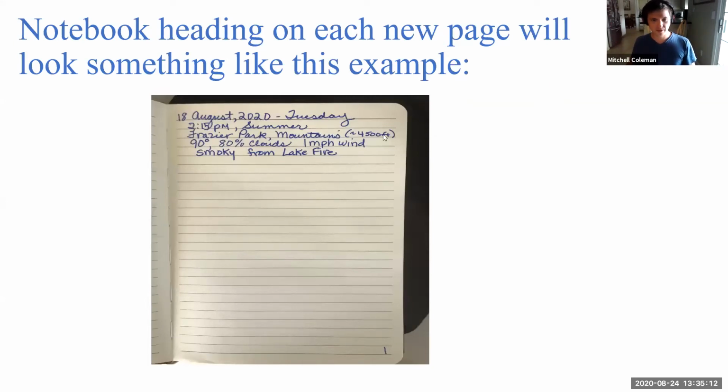And that's easy. It's literally something like this at the top of every page. Very, very simple. And this is not something that's specific to every journal entry. Let's say a specific journal entry is 5 pages long. Note this every time you change pages.